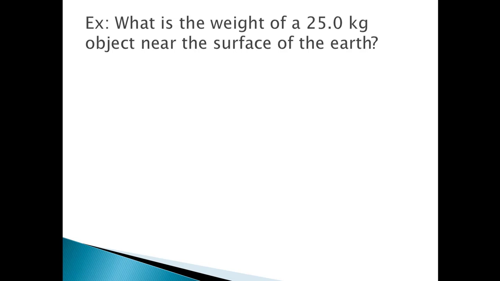So as an example problem on your note sheet, what is the weight of a 25 kilogram object near the surface of the Earth? Okay, so what is our question asking? We're wanting to find the weight of a certain mass. And so that mass was given to us. We have 25.0 kilograms as our mass. So how do you find the weight? Well, weight is the force of gravity. And force of gravity is found by taking the mass times the gravitational constant.